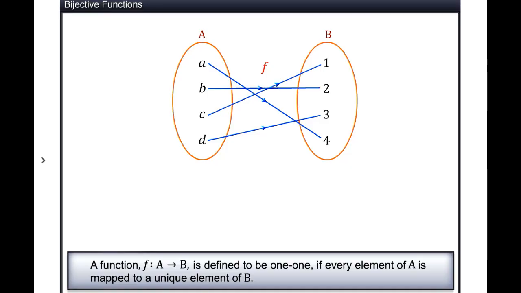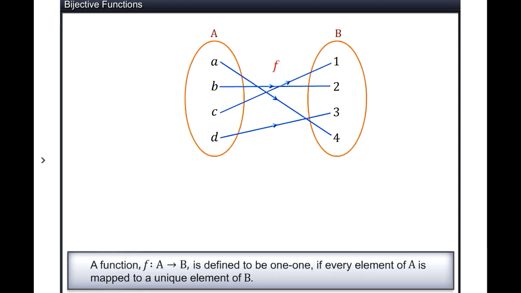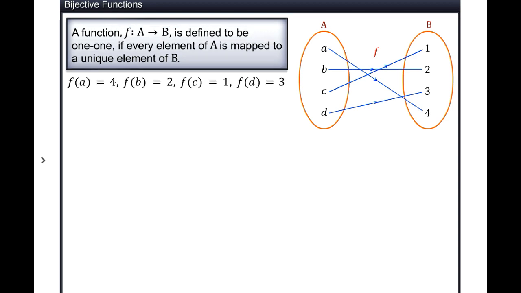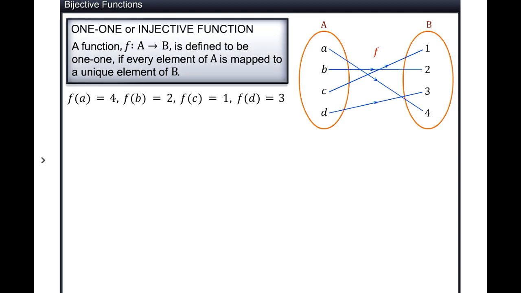In this module, you will learn about bijective functions. You have learned that a function f from A to B is said to be one-to-one, or injective, if every element of A is mapped to a unique element of B. That is, no two elements of A are mapped to the same element of B. Here function f satisfies this condition. So we can say that f is one-to-one.